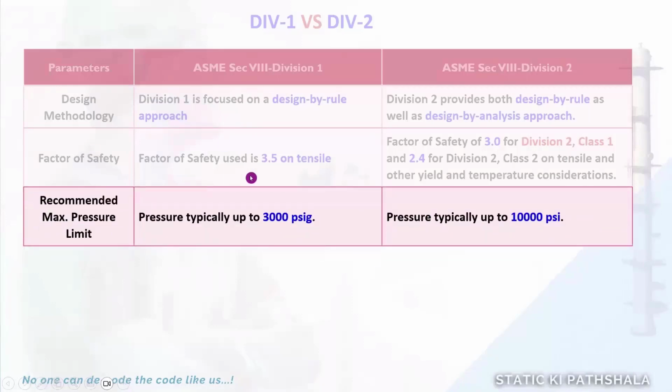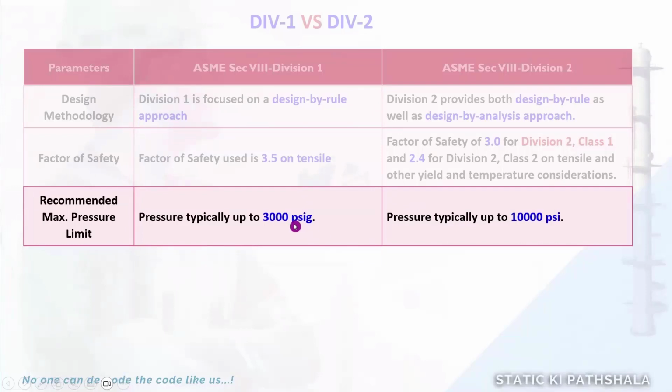Now let's shift to the next important comparison: the recommended maximum pressure limit. In division 1, the maximum pressure limit has been mentioned as 3000 psig. And if you want to use division 1 above 3000, then you have to use the equations from division 2 only.